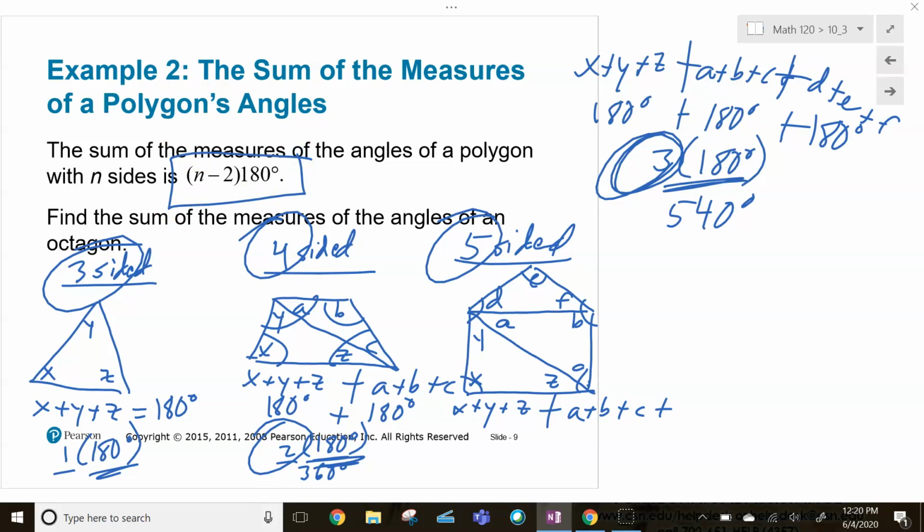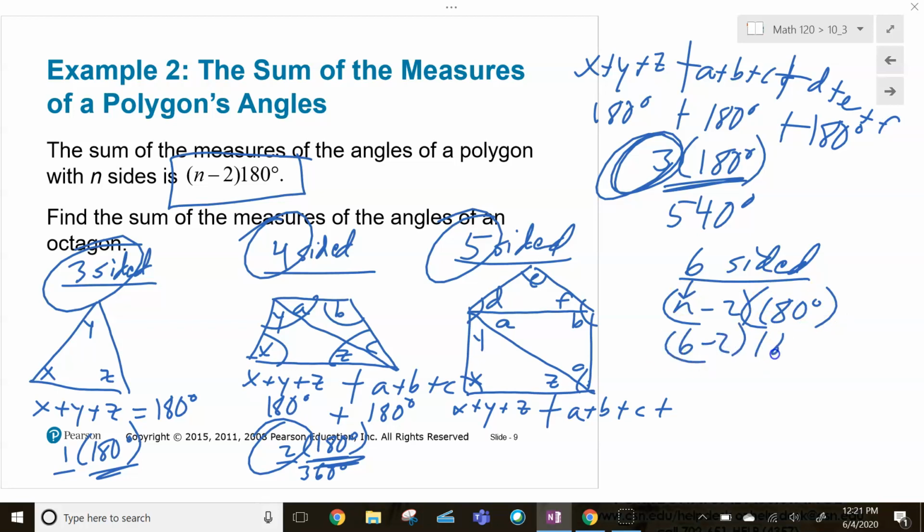So if I had a six-sided polygon, then I'd have 6 go in for n, 6 minus 2 times 180 degrees. So I'd have 4 times 180 degrees. In other words, 720 degrees is how you do that.